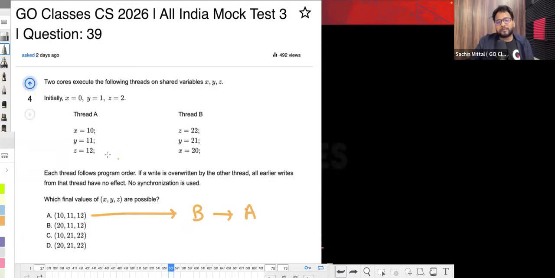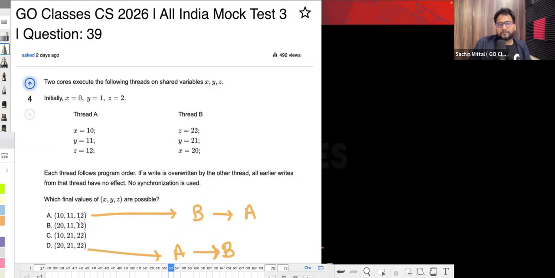Now, similarly, in one of the options, I think 20, 21, and 22. Yeah, for D, you can execute A first and then B, which means you can vanish all of these values, and then B means 20, 21, and 22, right? You can execute A first and then B. Is this fine to everyone?